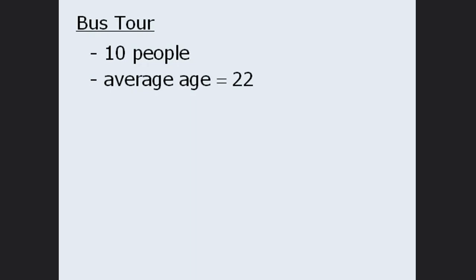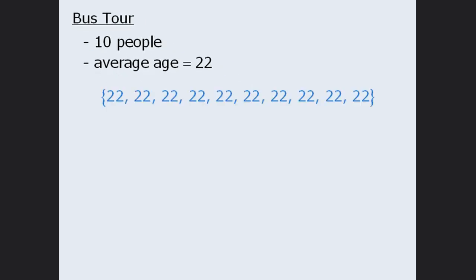The only problem is that there are many possible ways in which 10 people can have an average age of 22 years. For example, all 10 people could be 22 years old, in which case the average age is definitely 22.